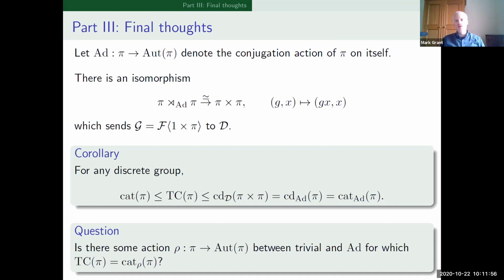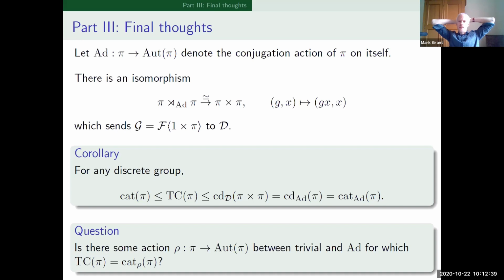So given any group pi, it acts on itself by conjugation, and this is the adjoint action. So I'll use the notation Ad for this. Now, when you form the semi-direct product of the adjoint action, it turns out that the semi-direct product is isomorphic just to the ordinary Cartesian product of pi with itself. And here's an explicit isomorphism. (g, x) goes to (gx, x). I'm not sure who originally observed this, but it's in a paper of Crabb and Sutherland about counting homotopy types of gauge groups.